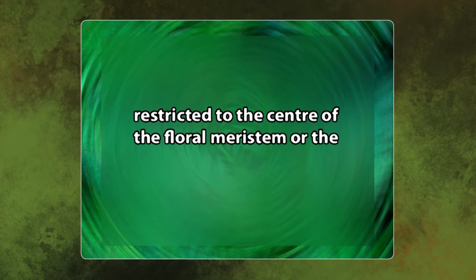AGAMOUS is turned on by the floral meristem identity gene LEAFY and WUS and is restricted to the center of the floral meristem, or the inner two whorls. This way, floral identity and region specificity is achieved. Once AGAMOUS is activated, it represses expression of the WUS gene, leading to the termination of the meristem.